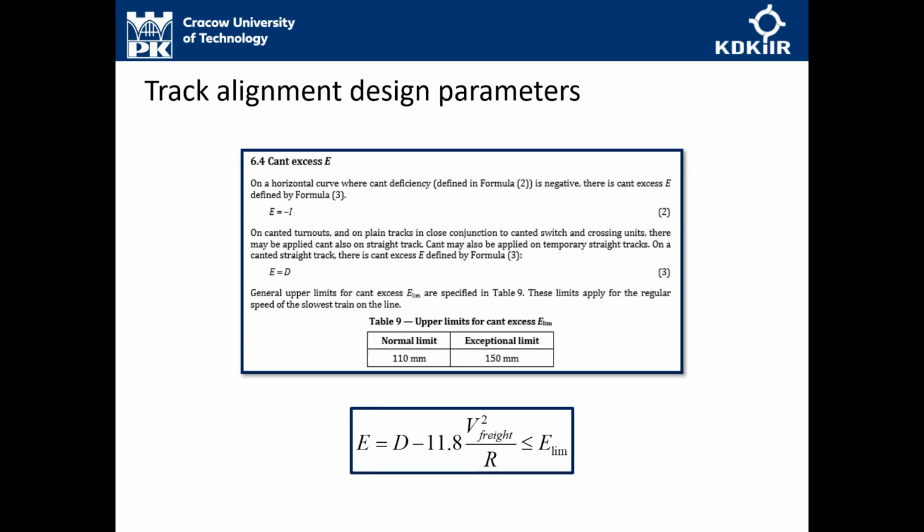Next, we compare the value to the upper limit. In our case, the standard upper value is 110 millimeters. If the calculated value of the cant excess is less than 110 millimeters, then in this case we can safely say that the radius and the cant have been selected correctly. Of course, taking into account these two parameters.